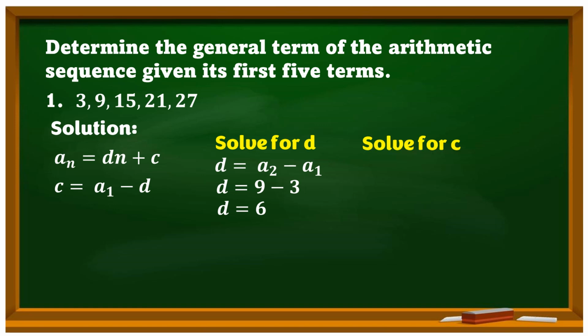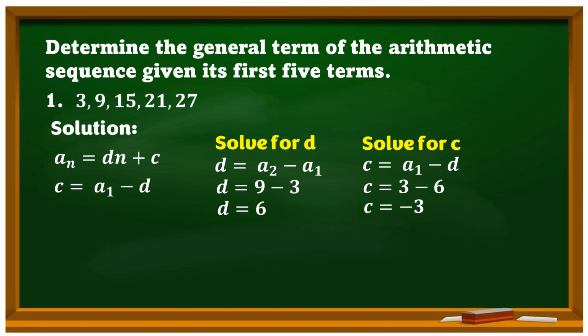Next, we're going to solve for the value of c, wherein the formula in finding the value of c is c equals a sub 1 minus d. A sub 1 in the given sequence is 3 and the value of d is 6. So we have c is equal to 3 minus 6. So 3 minus 6 is equal to negative 3.